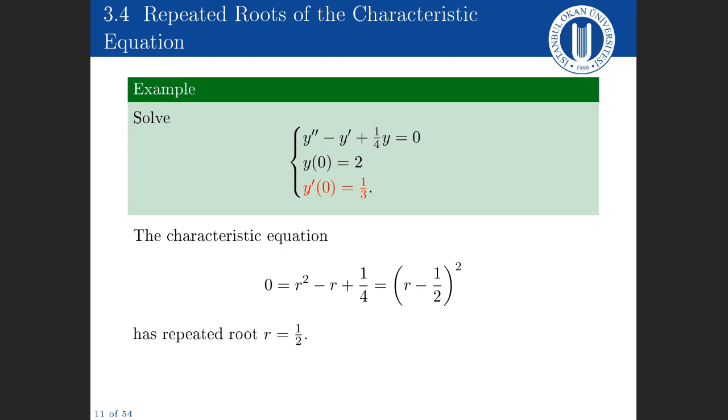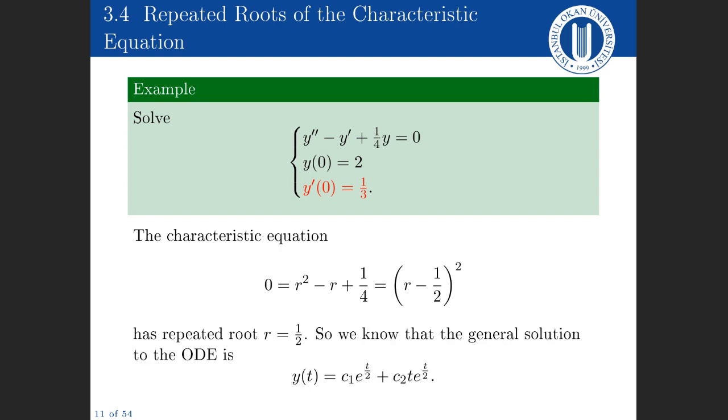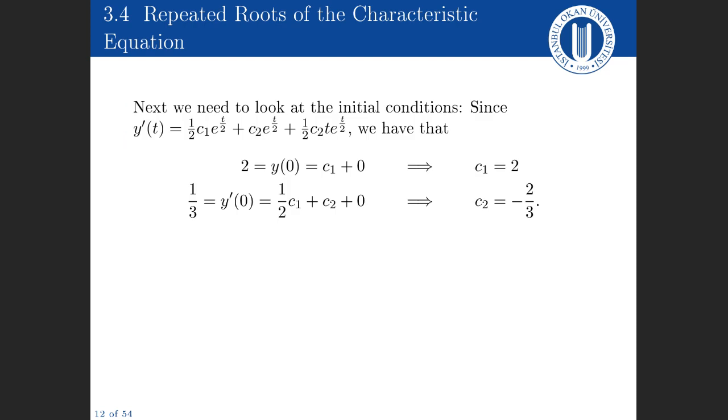As soon as we know this, we know the general solution to the differential equation: C1 e^(t/2) plus C2 t e^(t/2). All that's left is to choose the constants C1 and C2 to satisfy the initial conditions. I will leave this for you to check when you go through this. Check that we must have that C1 is 2 and C2 is -2/3.